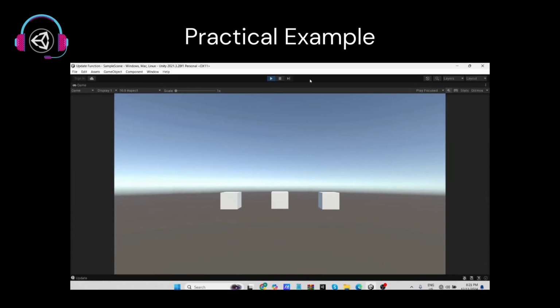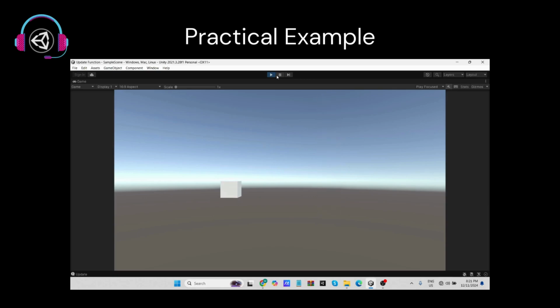Now let's compare the behavior of these 3 cubes. Notice how the cube using fixed update moves at a constant and steady pace. The cube using update moves much faster because it's applying the force many more times per second. The cube using LateUpdate behaves similarly to the one using update, but the key difference is that LateUpdate occurs after all the other updates in the frame.